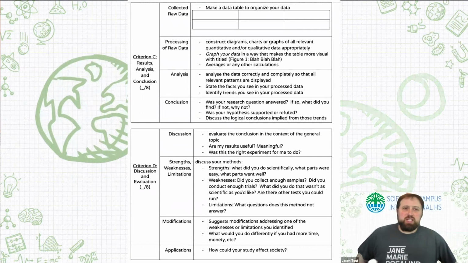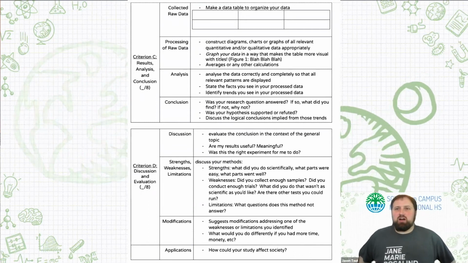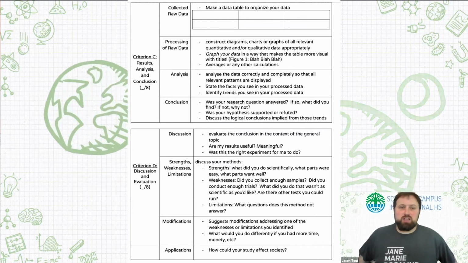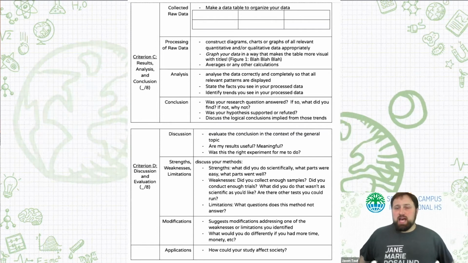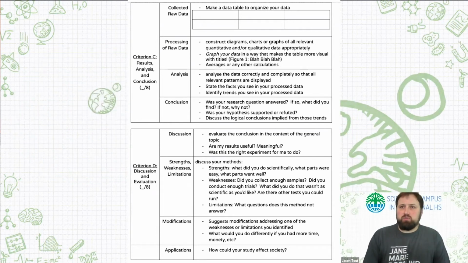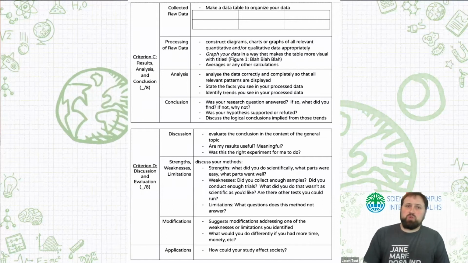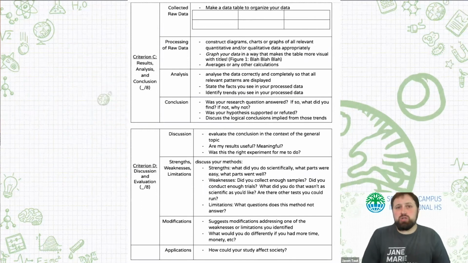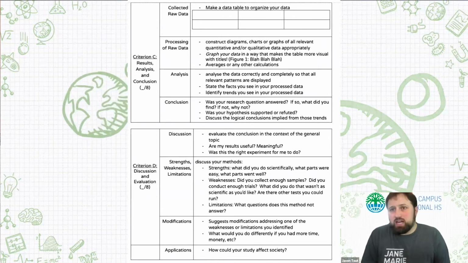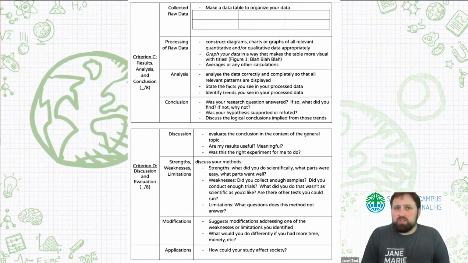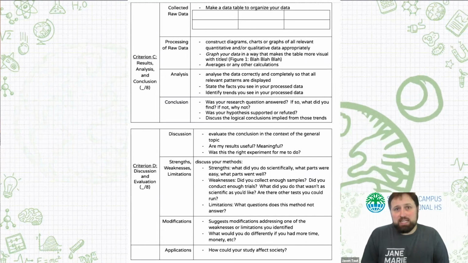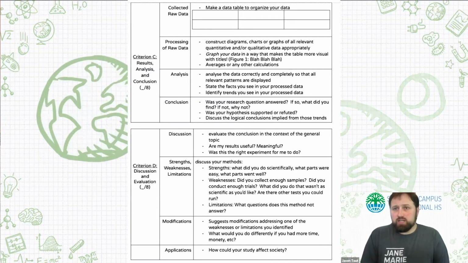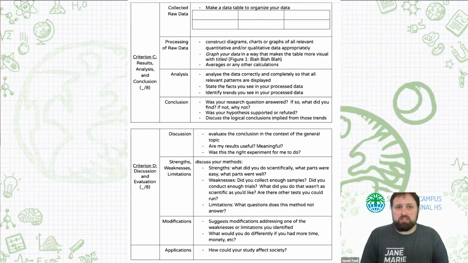So criterion C and D is where we actually are collecting our data and analyzing it and then reflecting on the experiment and what it really means. Collected raw data simply means the data that you have collected without processing it. So raw data is literally just as you collected it. You can and you should have quantitative and qualitative data here if at all possible. Quantitative data is numbers. You normally collect that in a data table like the one shown. Qualitative data is using words and typically uses one or more of the 5 senses.